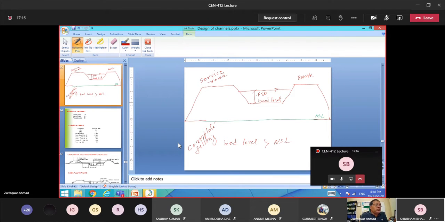Now, in the service road, maybe in some canal, you have the road on both the sides. I am saying this from the canal construction point of view. I am not talking from a road construction point of view. Maybe a canal which is having the road on both the banks, right? Okay. So I'm not talking about that one. I'm talking in the light of the canal construction.